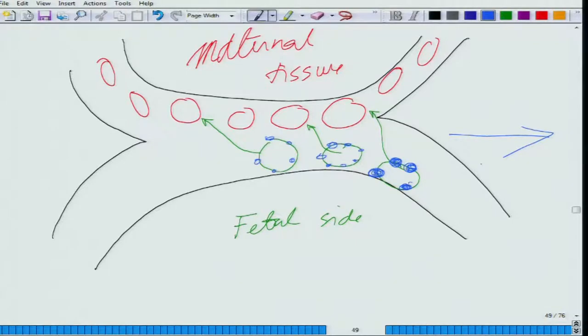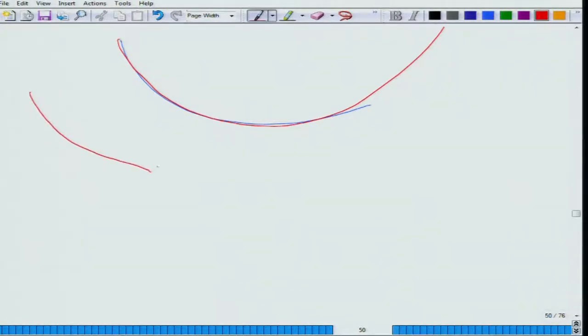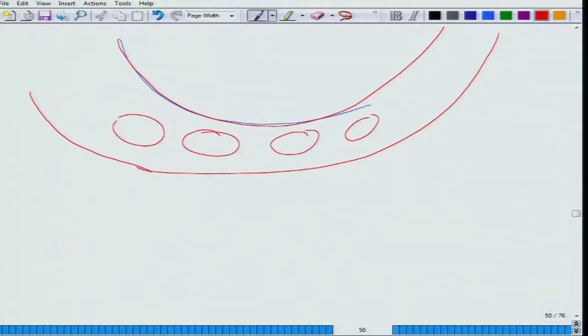Okay. So, already the mother has produced antibodies against it. Let me just follow the same color code. So the mother has now these mother cells, and on top of that they have antibodies against the Rh positive. These are the antibodies, against the Rh antigen.